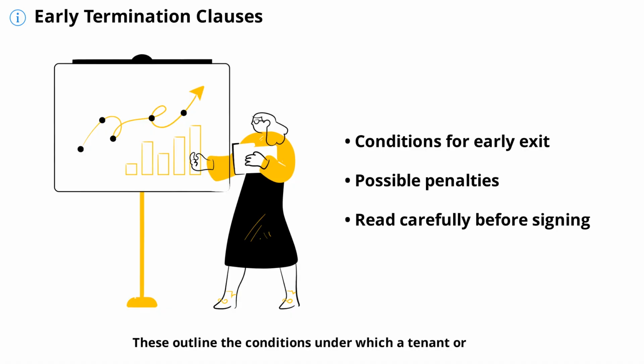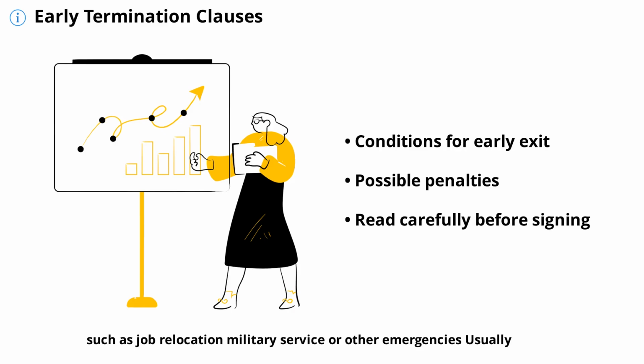These outline the conditions under which a tenant or landlord can end the lease before the term is up, such as job relocation, military service, or other emergencies. Usually, there are penalties or fees involved, so it's important to read these clauses carefully before signing.